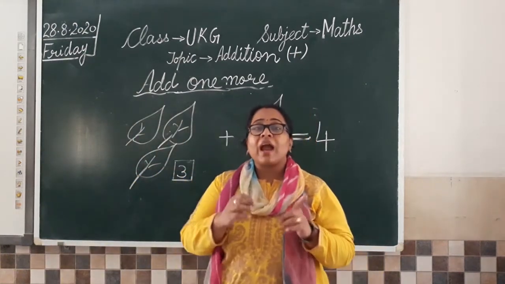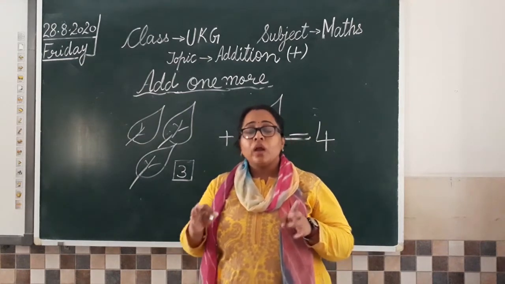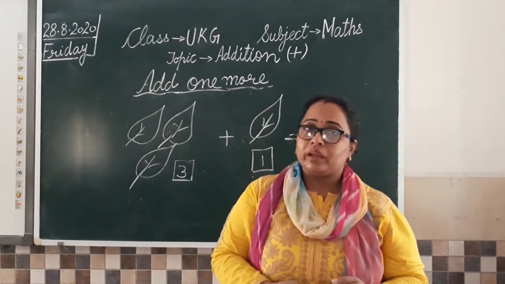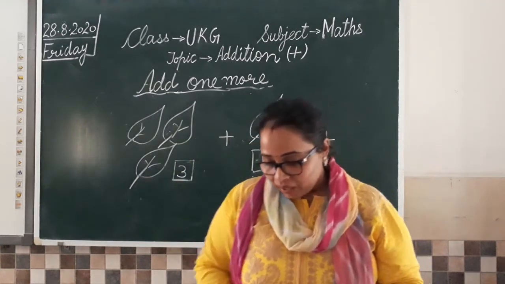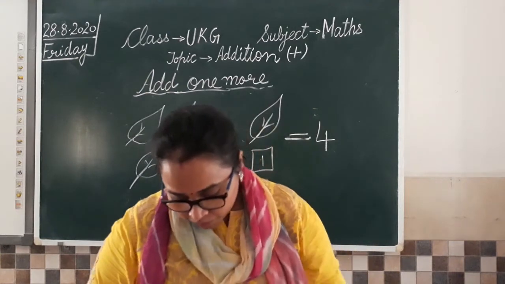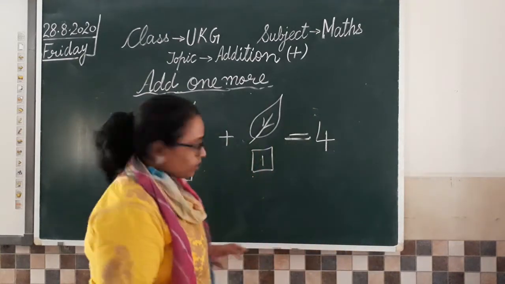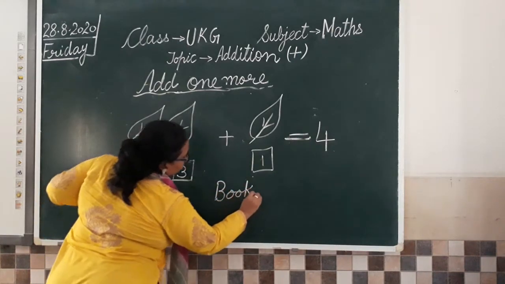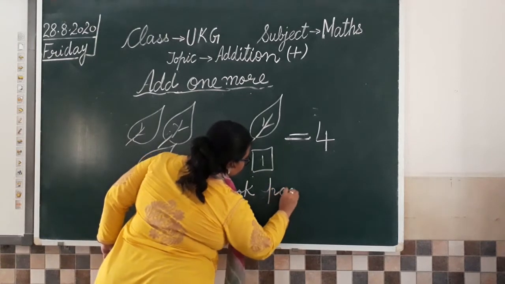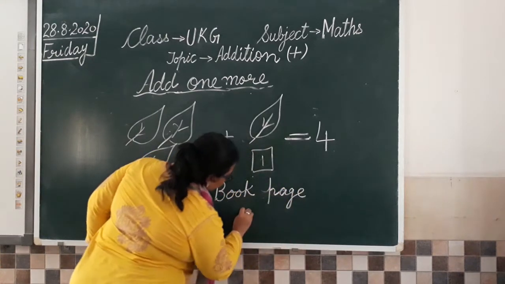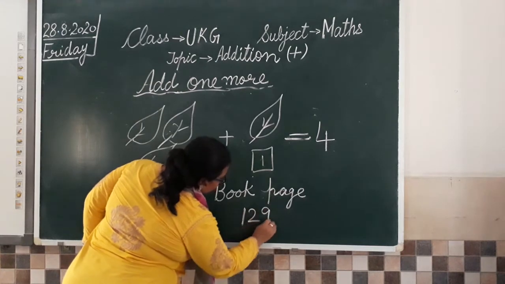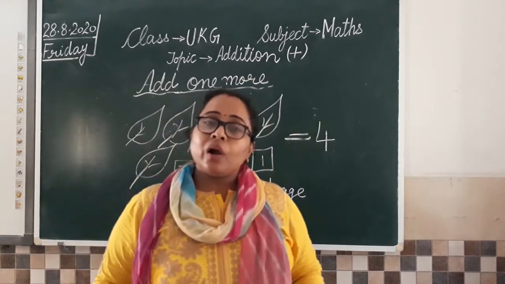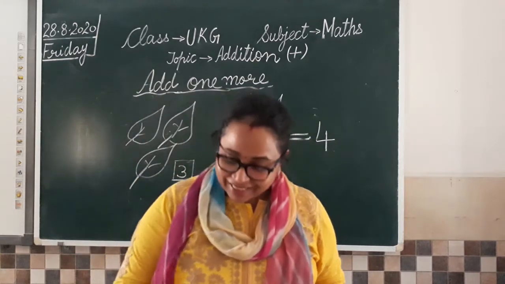What is the meaning of add? One more, two more. आपको सिर्फ ये देखना है कि आपको कितने और ऐड करने के लिए बोला गया है. Understood? Okay. Now moving towards your work in the book. So book work to be done on page number 129. So all of you please open your book on page number 129. I'll tell you how you are going to do this work. Clear class?